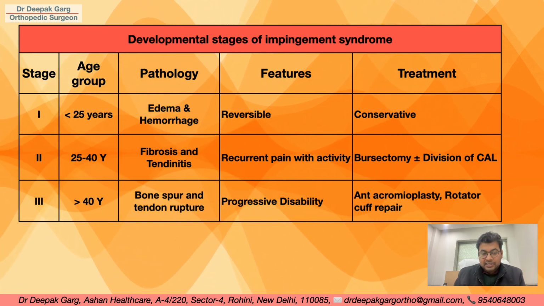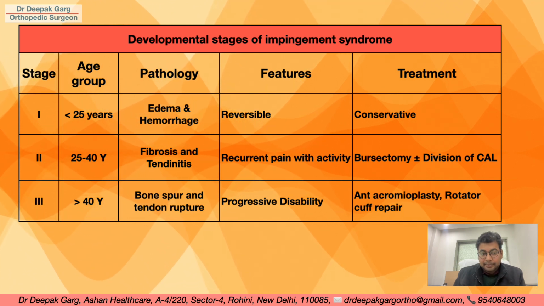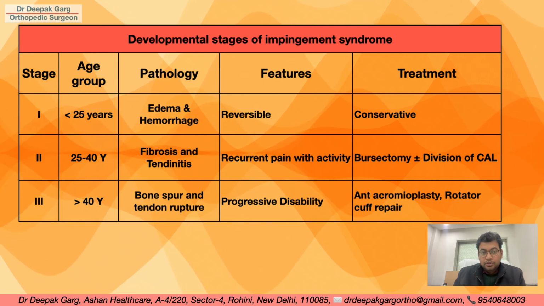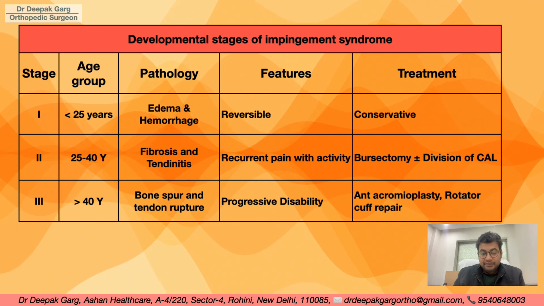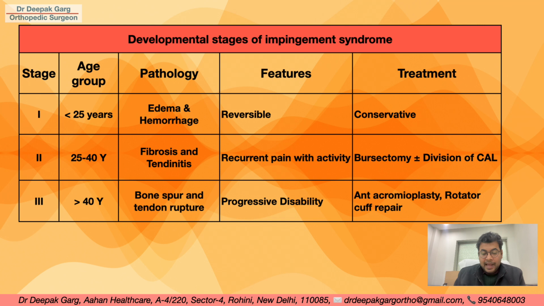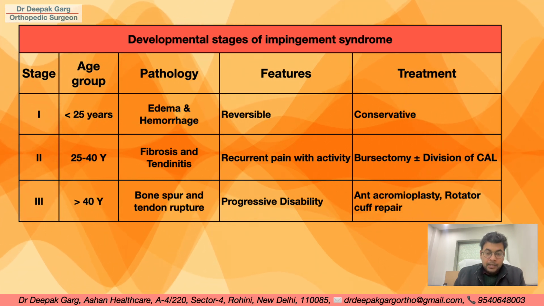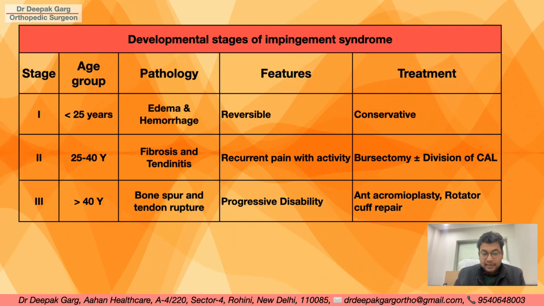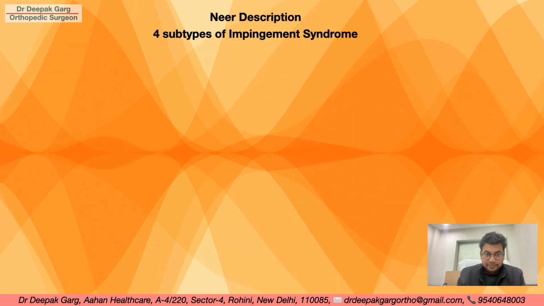Now stage 3 is seen in the age group more than 40 years, and there are usually bony spurs and tendon ruptures which are seen on the MRI. The patient will present with progressive disability. There will be restriction of movement and day-to-day function will be hampered. In this stage we usually have to go for surgery and we will do anterior acromioplasty, and if there is a rotator cuff tear, then we have to repair the rotator cuff tendons.